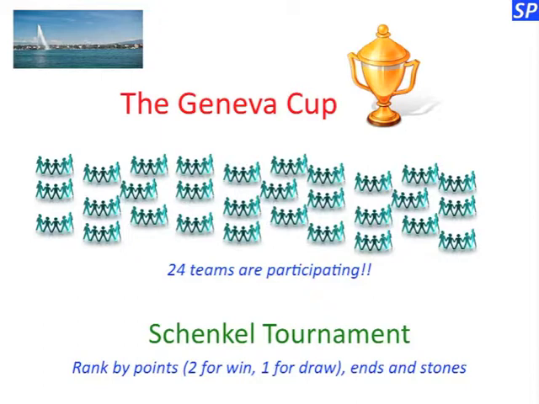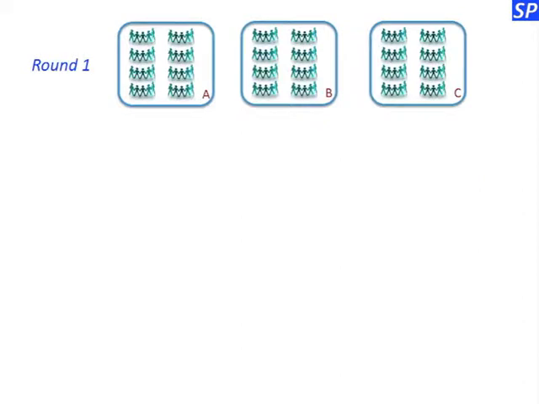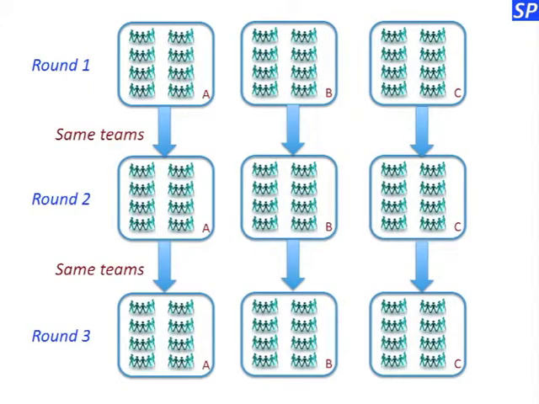The example we're going to use is called the Geneva Cup, and it has 24 teams participating in it. So we're going to divide the teams into 3 groups, A, B, and C, each group containing 8 teams. And we're going to use the same groups for 3 rounds of the tournament.